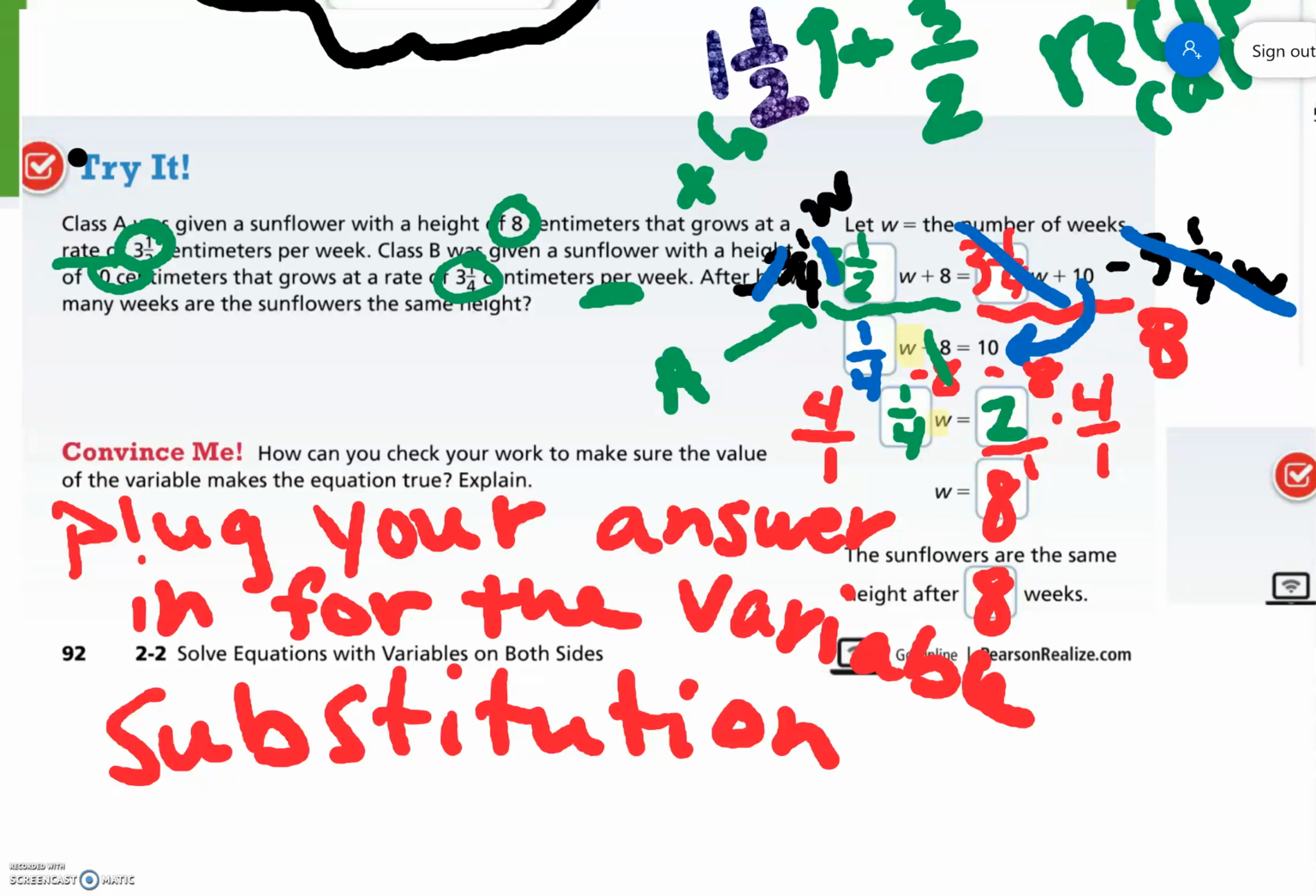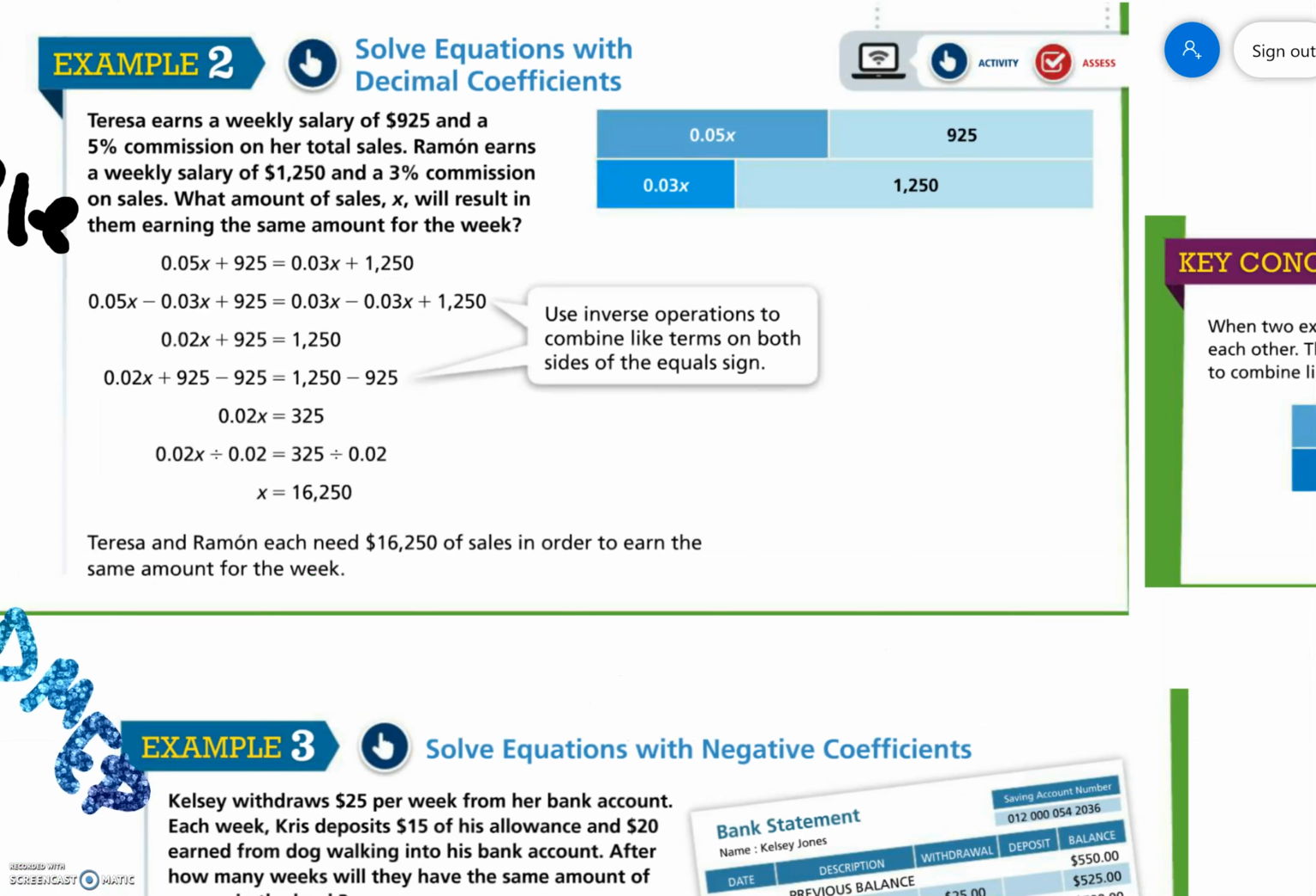Example number 2. Teresa earns a weekly salary of $925 and a 5% commission on her total sales. 5% commission means she earns 5% of the money she sells. Ramon earns a weekly salary of $1,250 and a 3% commission on sales. What amount of sales X will result in them earning the same amount in a week?